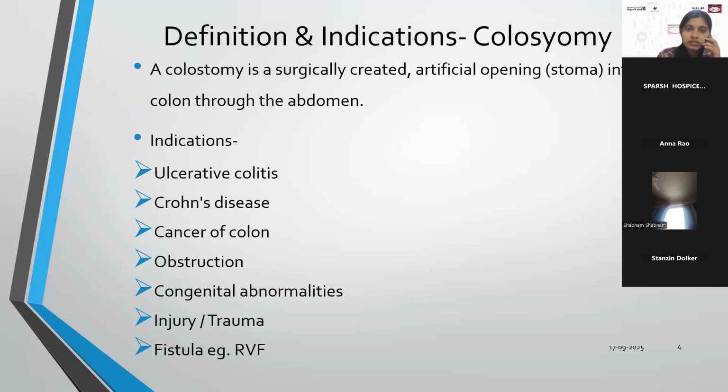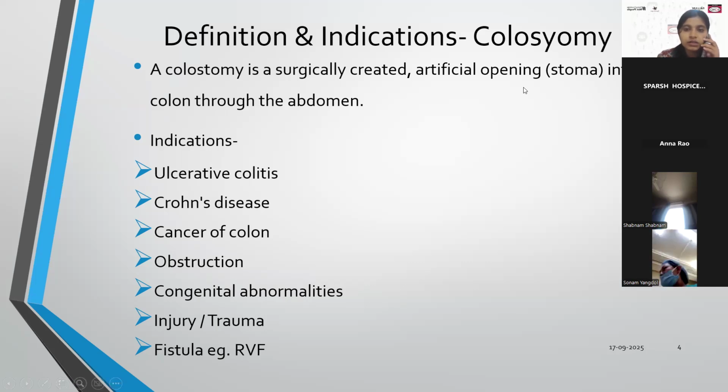Sometimes a small baby can also have colostomy. Imagine the condition of the baby and the psychological and all sorts of trauma that relatives, the parents, are going through, right? In case of congenital abnormalities. It can be because of injury, trauma also, and in some cases fistula, right? Like RVF. Okay, so there may be many other indications. Next, ma'am.